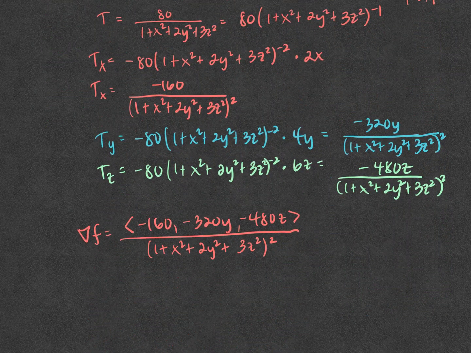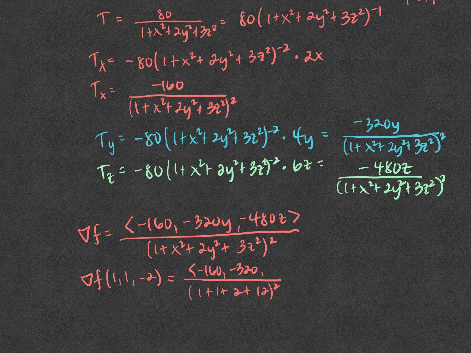So let's do the gradient of f at 1, 1, negative 2, which is equal to, the denominator is parentheses 1 plus 1 plus 1 squared is 1 times 2 is 2 plus 4 times 3 is 12, all squared. And the top is negative 160, negative 320, and positive 960. Now the bottom is 12 plus 2 is 14, 15, 16. Squared is 256. I think I'll keep it separate for now. So we have negative 160, negative 320, and 960 all over 256.